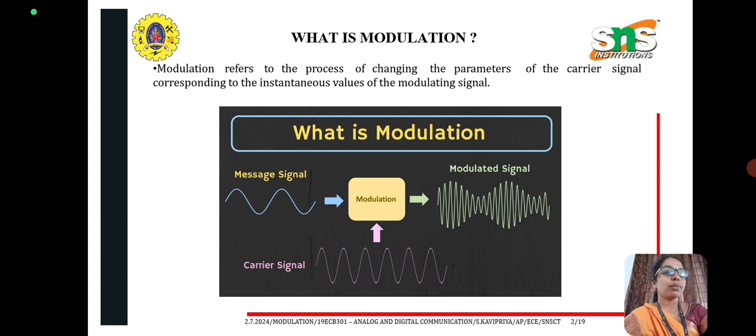Modulation is a process of changing the parameters of a carrier signal corresponding to the instantaneous values of the modulating signal. So the message signal and the carrier signal are sent to the modulator. The modulator is one which changes the parameters of the carrier signal. It can be an amplitude, or it can be a frequency, or it can be a phase. So the parameters of the carrier signal are varied in accordance with the message signal. So the output of the modulator is a modulated signal.